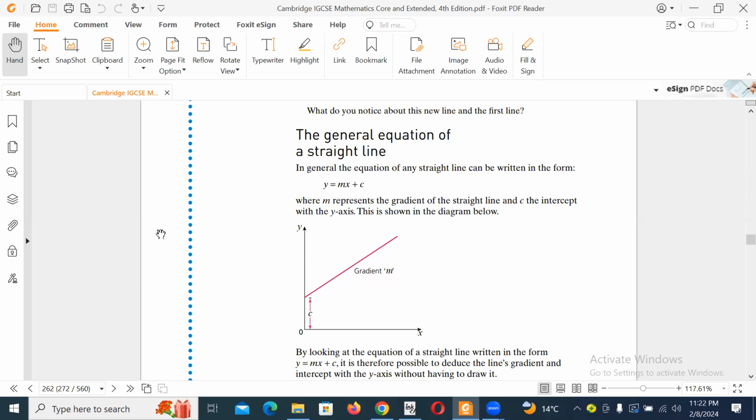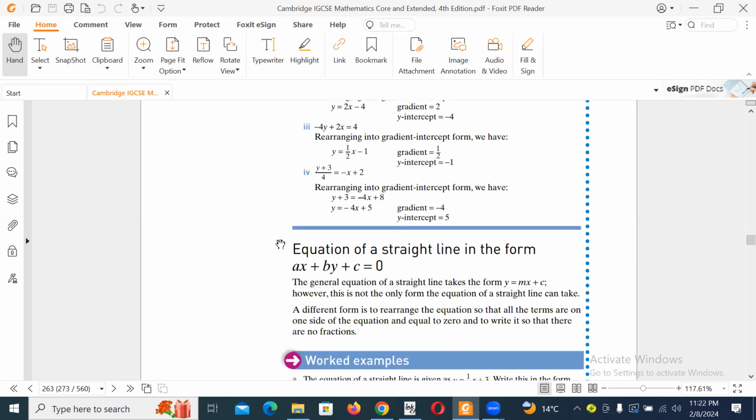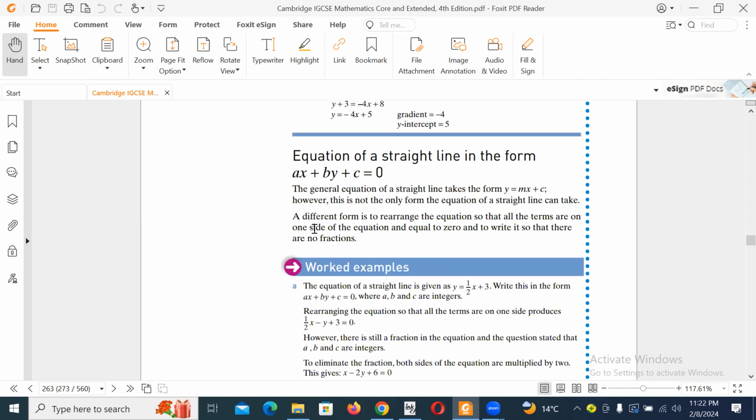One more thing I will apply: the general equation of a straight line can be written in this form also. Equation of a straight line in the form ax plus by plus c equals 0. Sometimes we have to write the answer in this form. So this is also called the general equation of a straight line, besides the form y is equal to mx plus c. So let's see these questions.